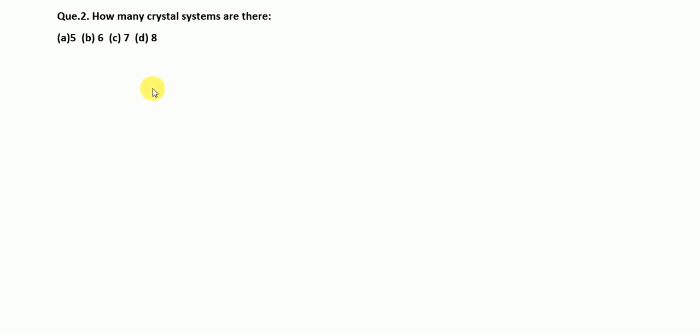So what is primitive cell? Well, primitive cell is the smallest repeating unit that makes up the entire crystal structure. It is the smallest repeating unit.